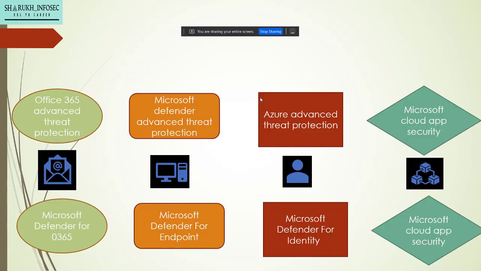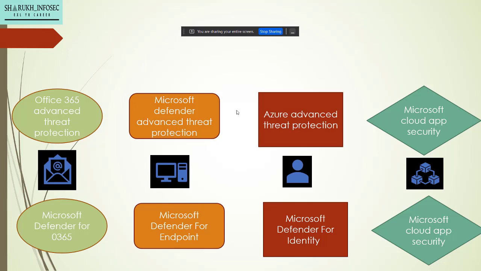Here on my screen you can see the XDR solutions that are there. At the top, these are the old names of the solutions. For example, here you see the email part. Previously the email security was named Office 365 Advanced Threat Protection. For endpoints we have Microsoft Defender Advanced Threat Protection. For identity, it is Azure Advanced Threat Protection, and for cloud security, it is Microsoft Cloud App Security. So these are the 4 different security suites to protect our environment in the cloud.